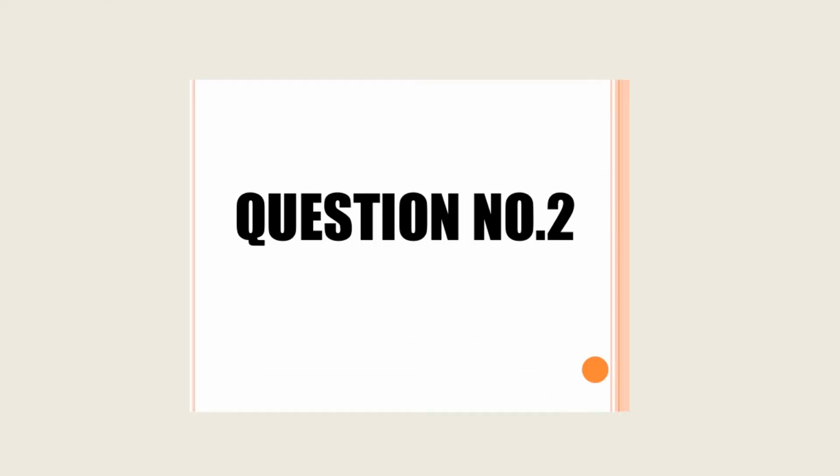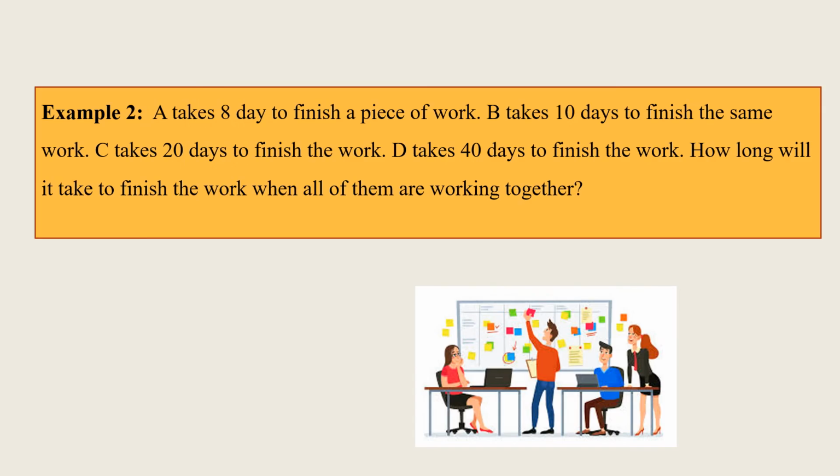So let's increase the difficulty level of the question and move towards the next question, question number 2. Here we have increased the variable to 4. Now consider your 4 friends, that's A, B, C and D. The first friend takes 8 days to complete the work, the second friend takes 10 days, the third friend takes 20 days, and the fourth friend takes 40 days. Now how long will it take to complete the work when they all are working together?